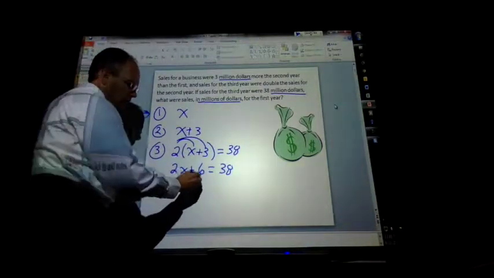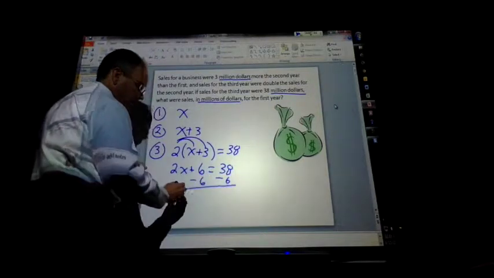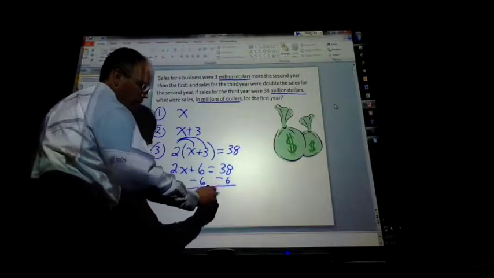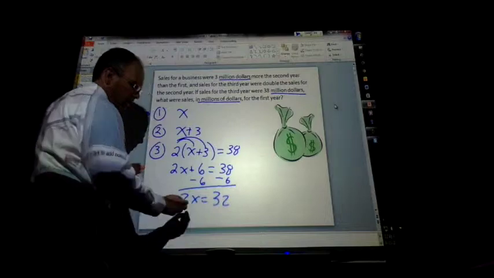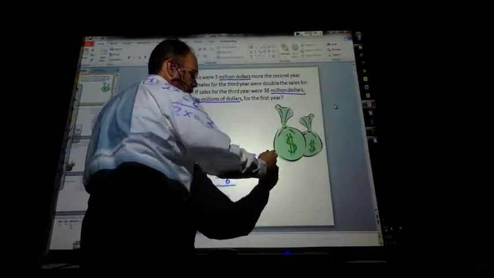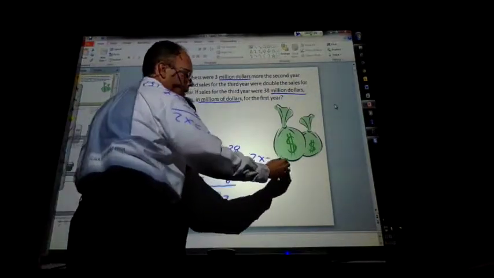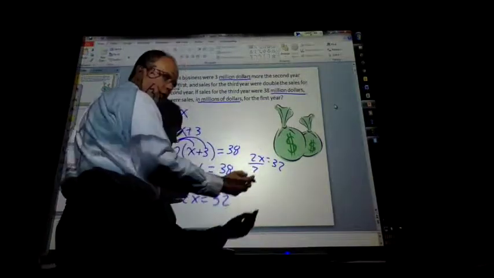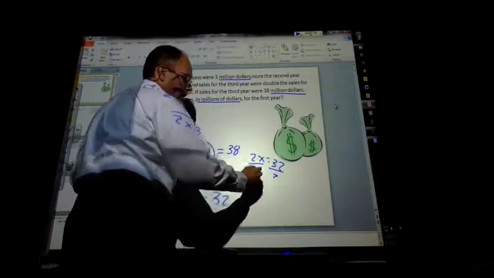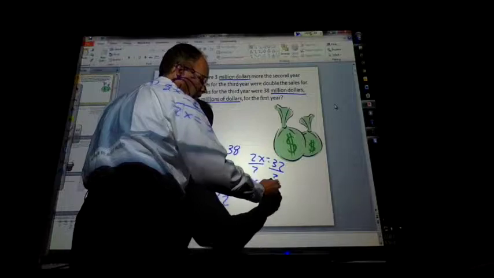The first step, I'm going to subtract 6 from either side. Then I get 2x is equal to 32. From there, I'm going to divide each side, because 2 and x are being held together by multiplication. And so I'm going to find that x is equal to 16.